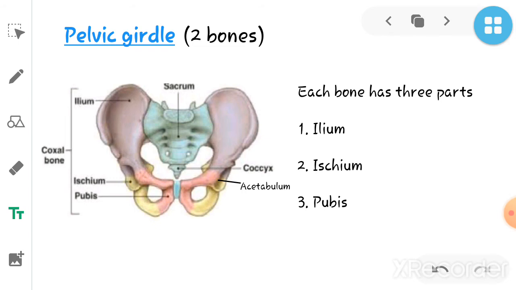Here in the hip girdle, another cavity is present which is known as the acetabulum. This cavity is a complete cavity. Unlike the glenoid cavity, this is a complete cavity. It is known as the acetabulum and it gives space for the attachment of the upper portion of our leg.